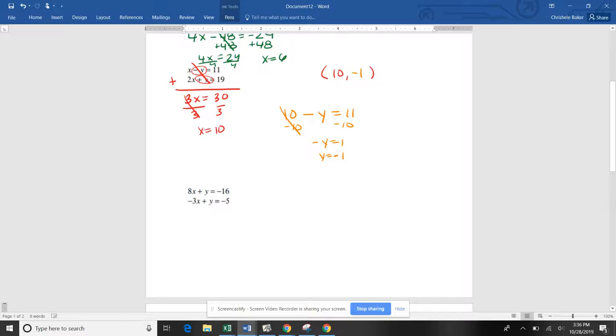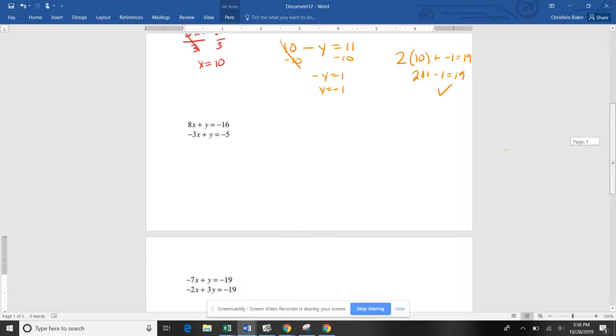Let's check that out in the other equation. 2 times x plus y should equal 19. 20 plus negative 1 is 19. It sure is. There's my solution. So again, if I were to graph these lines, I would find that they would intersect or cross at the point (10, negative 1).